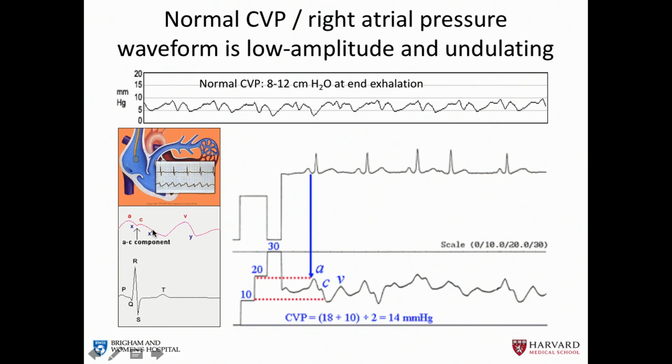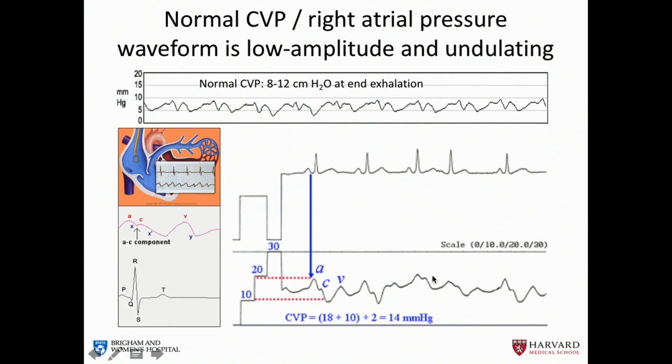Then we have the X descent, which is the drop in pressure in the right atrium as the tricuspid valve is pulled away from the atrium during right ventricular ejection. Then that's followed by the V wave, which is the filling of the right atrium during late ventricular systole. And this is followed by the characteristic Y descent, which is that drop in pressure in the right atrium when the tricuspid valve opens and the right atrium empties.